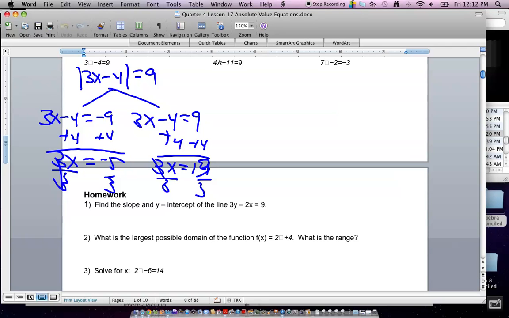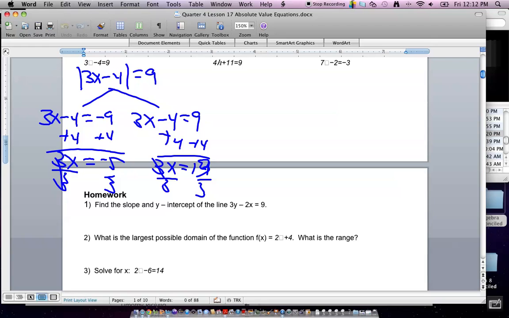Are we comfortable with that? Does everybody understand the idea of splitting it? One side's negative, one side's positive, because it can be either side of 0? Make sense? Okay. By the way, just because the distance from 0 could be positive or negative does not mean the answers both have to be negative or both have to be positive or one of each.